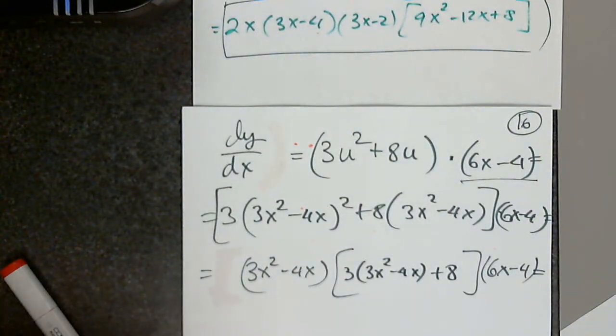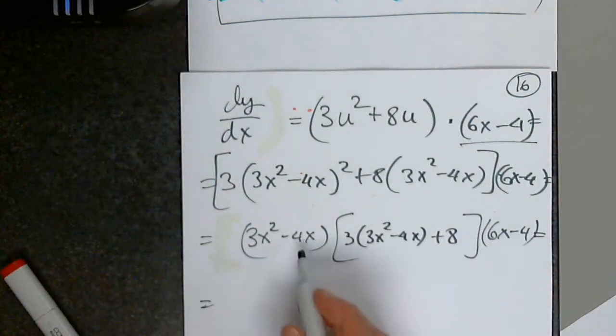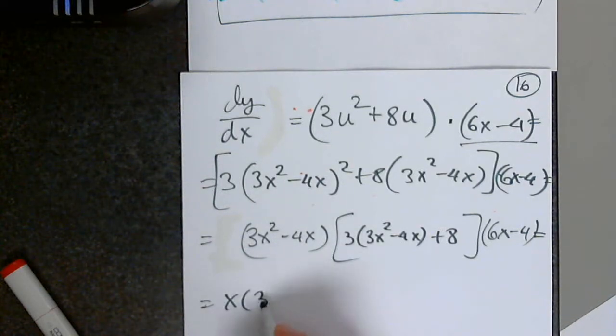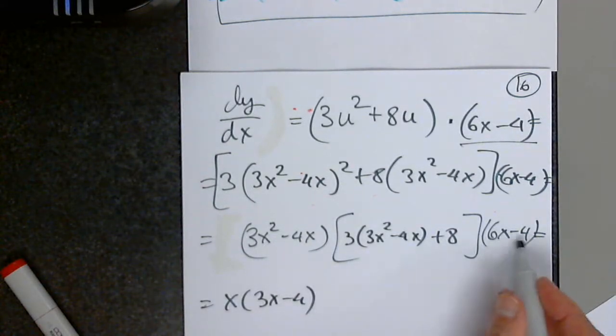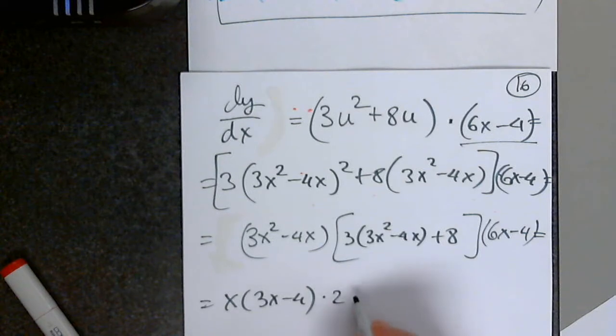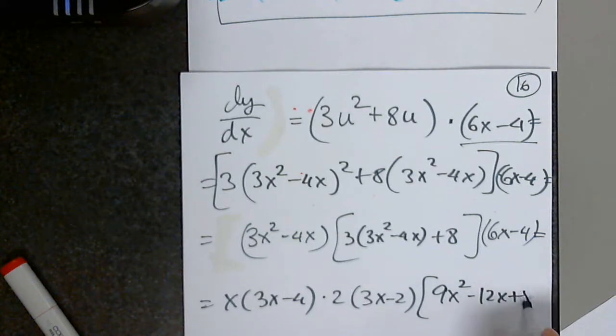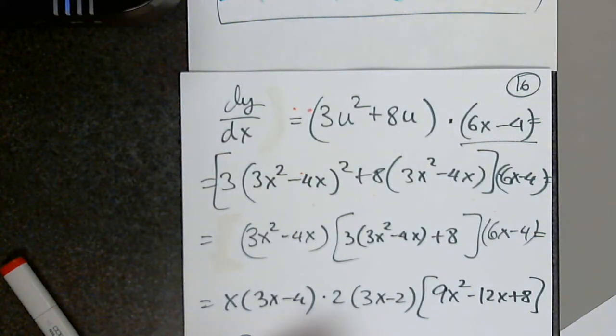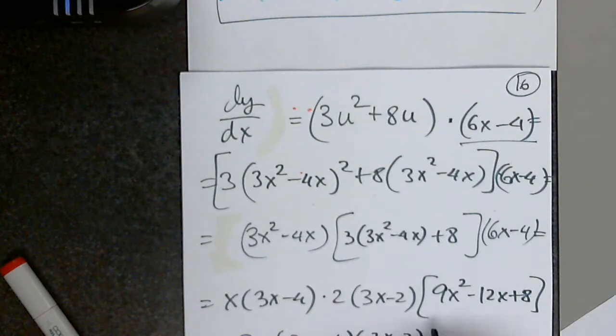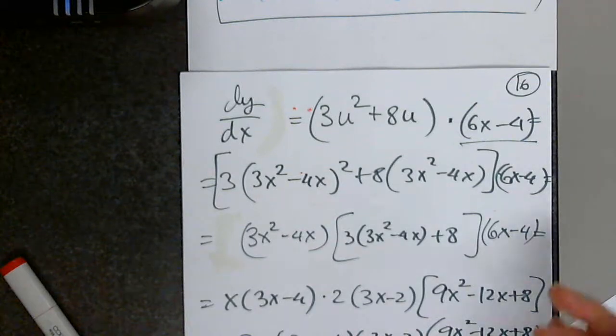Agreed so far? Okay. So then I will factor out an x here, and I have 3x minus 4. I will factor out a 2 here, times 2, 3x minus 2. I will distribute 9x squared minus 12x plus 8. And finally, I put 2x in front, 3x minus 4, 3x minus 2, 9x squared minus 12x plus 8.